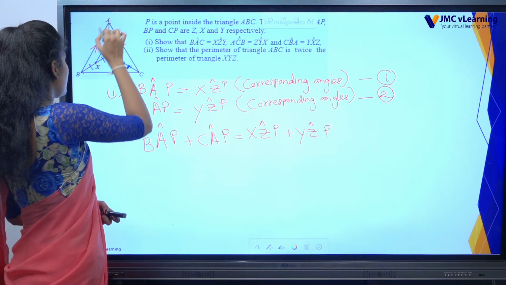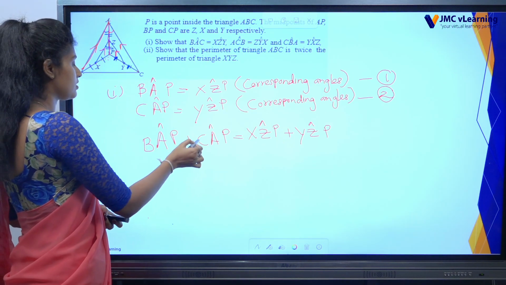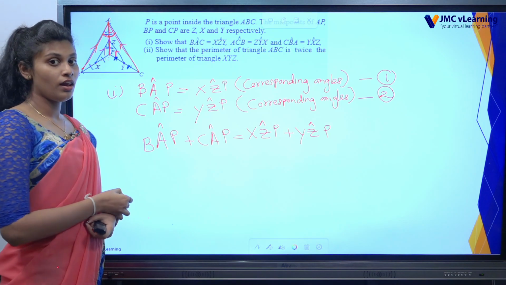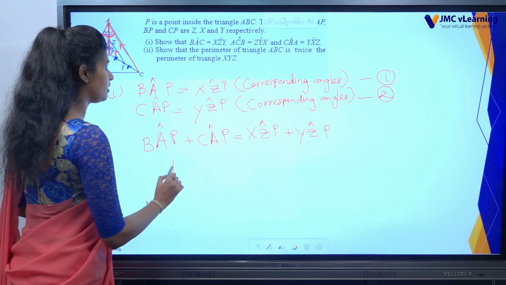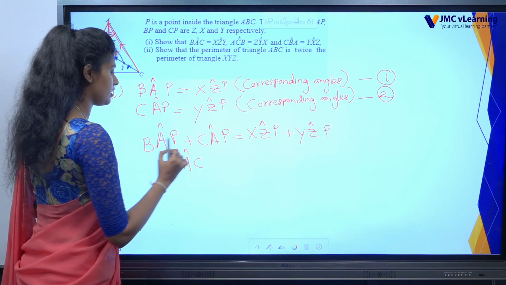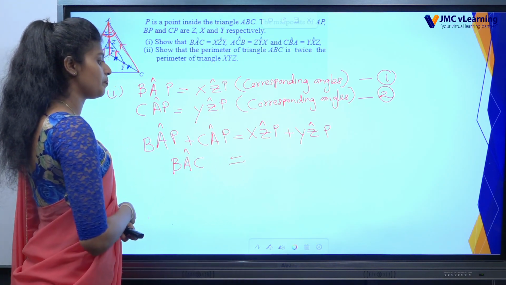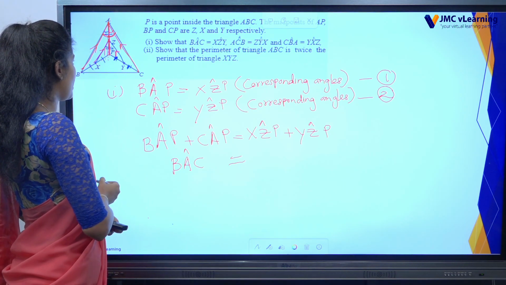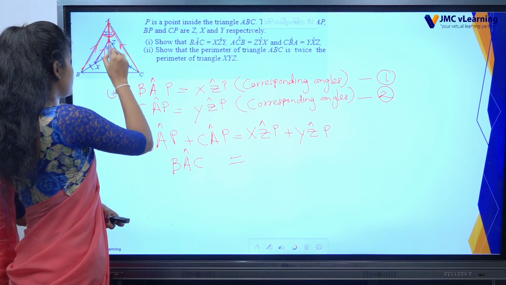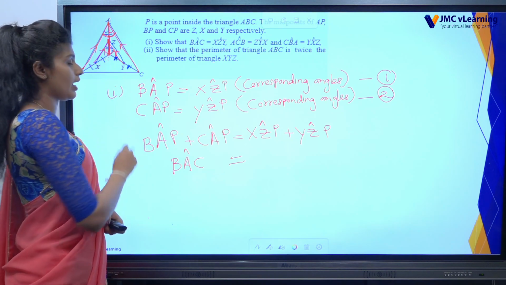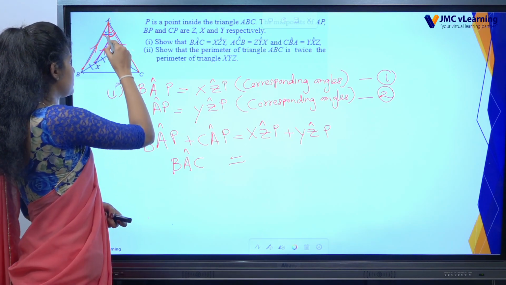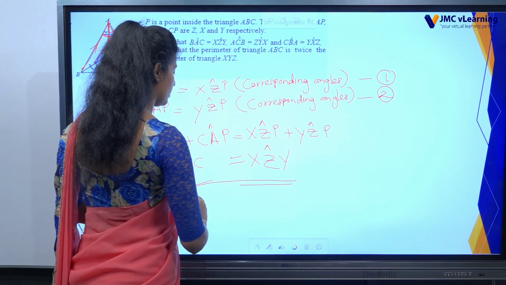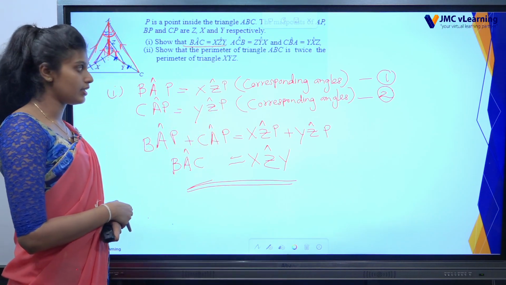Let's see what they are. BAP, this angle, add CAP, this one. By adding these two, you can take this whole angle. It is BAC angle. Then it is equal to XZP and another one is YZP. Then when you add these two, you can take XZY angle. Then we prove that one.